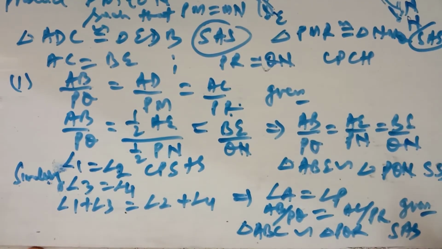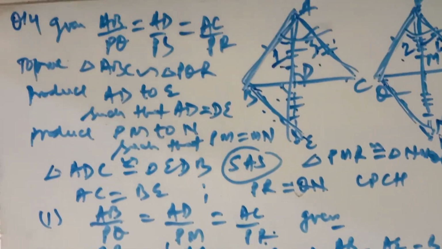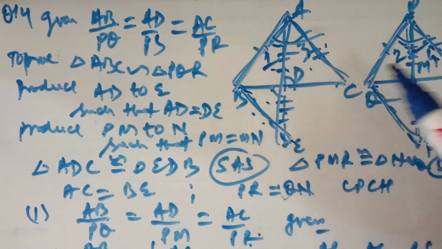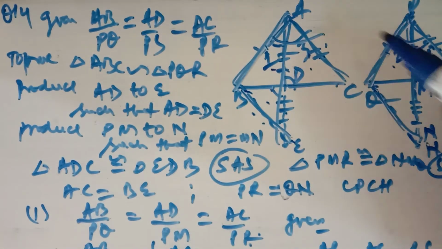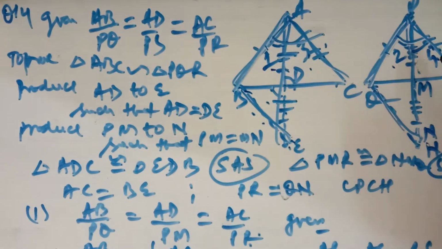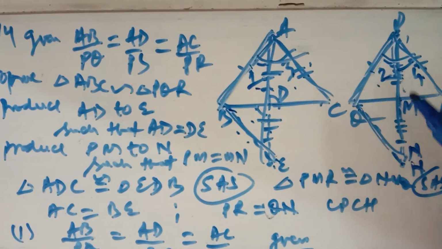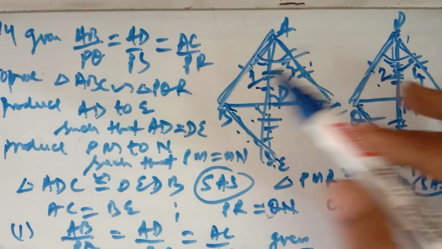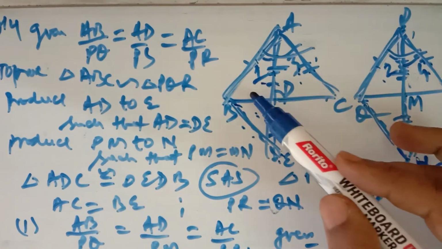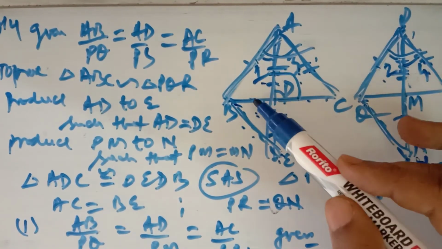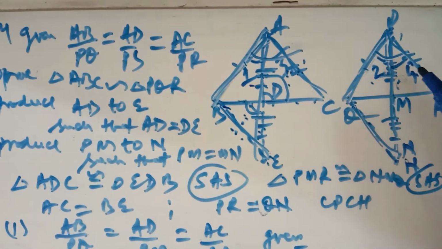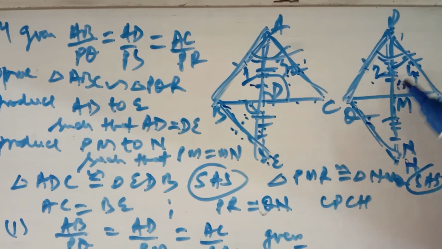So it is a somewhat lengthy question, slightly different from question number 12. What we have done: the ratios AB to PQ, AD to PM and AC to PR were equal, so we produced AD to E so that these two sides become equal, and produced PM to N so that this side becomes equal to this side, and we joined this. Then we made these two triangles congruent, since this is equal to this, this is equal to this, and these are vertically opposite angles. Similarly these two triangles become congruent, so this side is equal to this side.